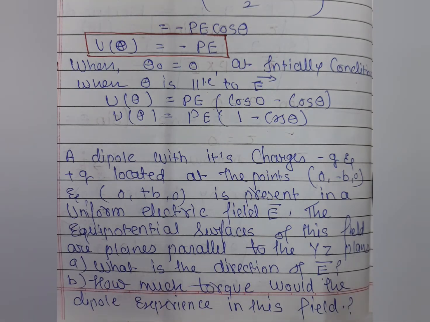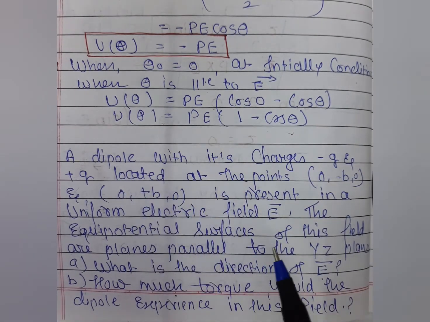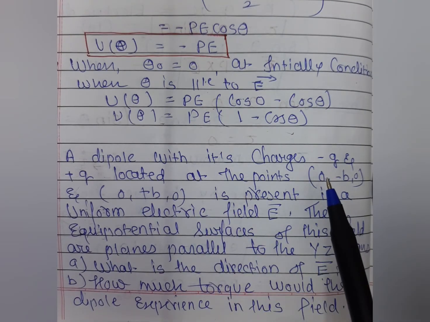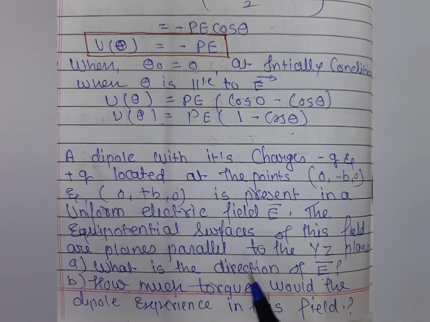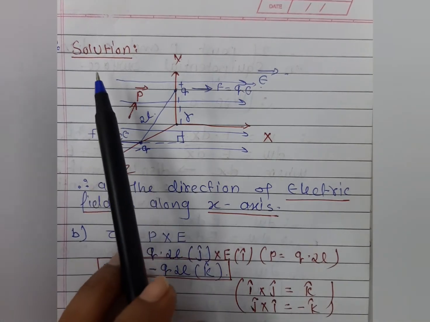So students, first, the two charges are present in the electric field like a torque, in this Cartesian arrangement, at minus B and plus B. What is the direction of E, and how much torque would be experienced in this given electric field? We have to find that out. So let us see the solution of this question, students.